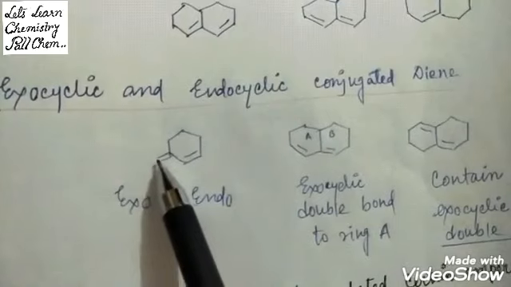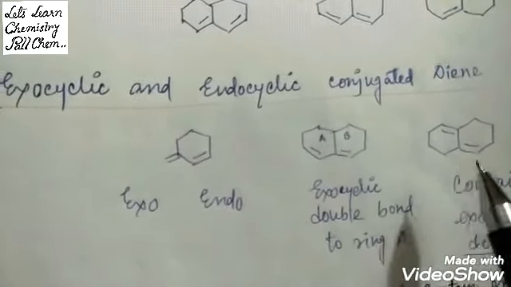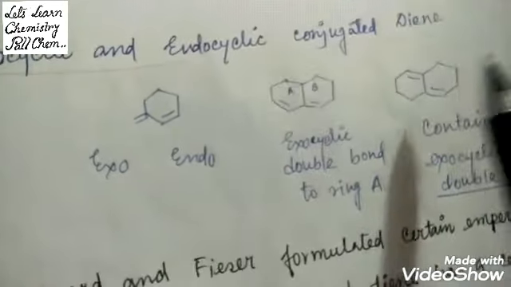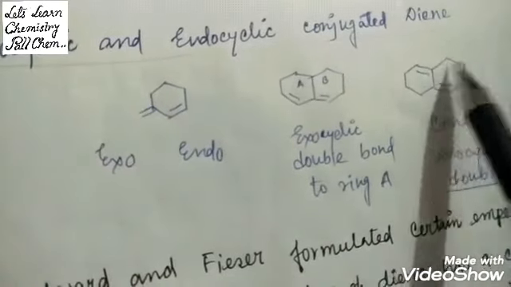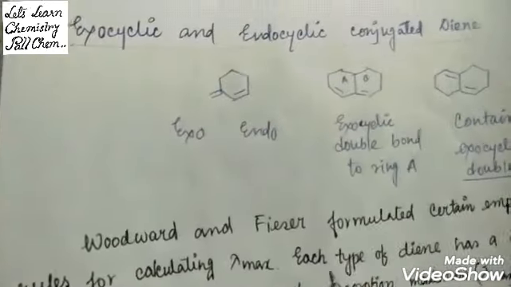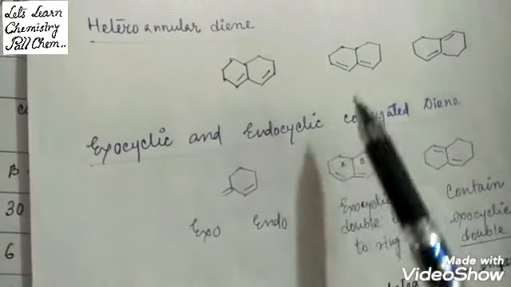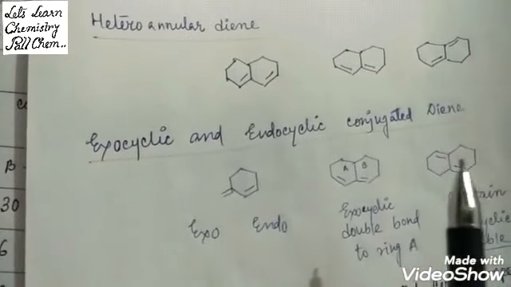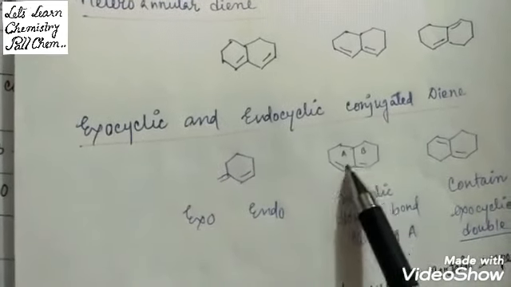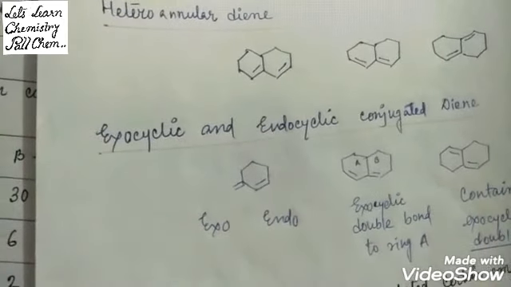Exocyclic means the double bond is outside of the ring, and this is endocyclic. Here this double bond is exocyclic to that ring. Similarly, this double bond is exocyclic to this ring, and this double bond is exocyclic to this ring. Now Woodward and Fisher formulated some rules: for homoannular diene and heteroannular diene they have some basic values, and along with that, if an exocyclic double bond is extending conjugation, then we have to add some more values.